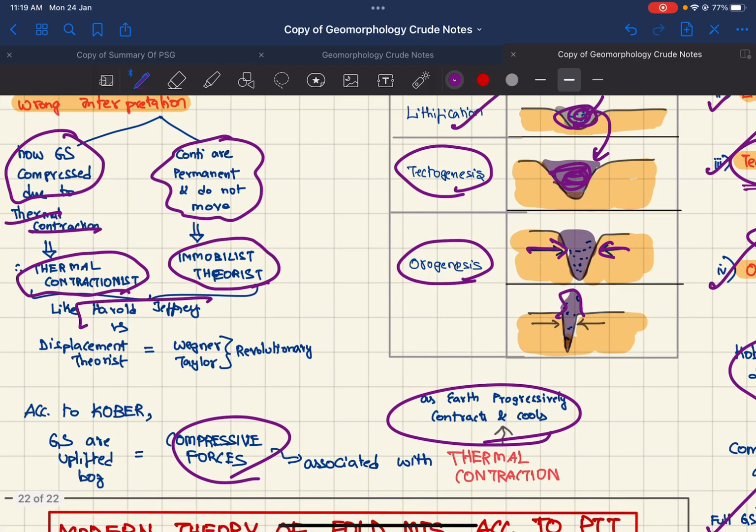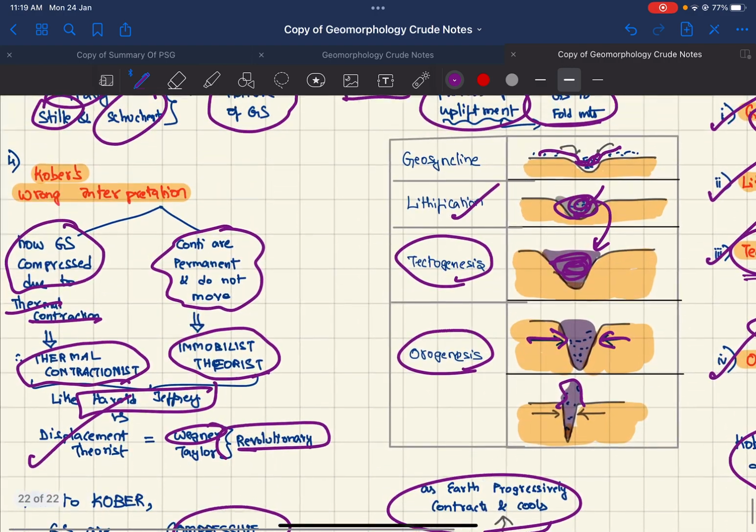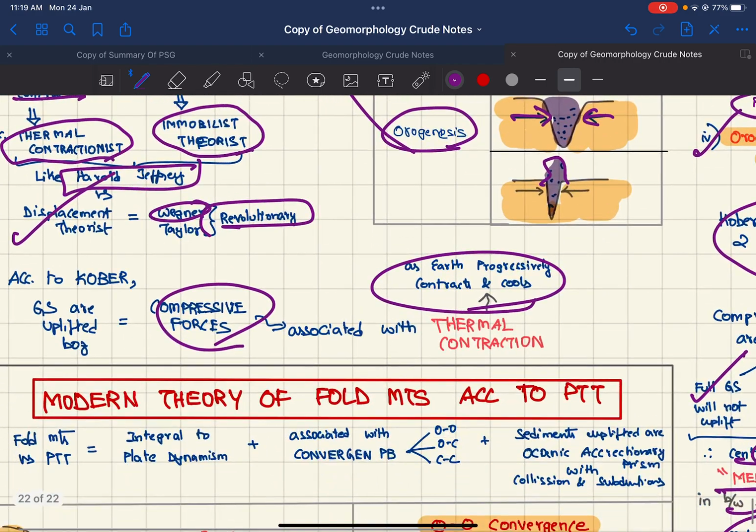So he was similar to Harold Jeffreys, and compare him with Wegener, who was a revolutionary. He was a displacement theorist. So these are the two mistakes. Therefore, this entire theory is wrong and discredited.